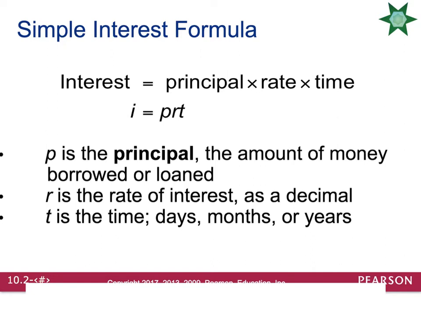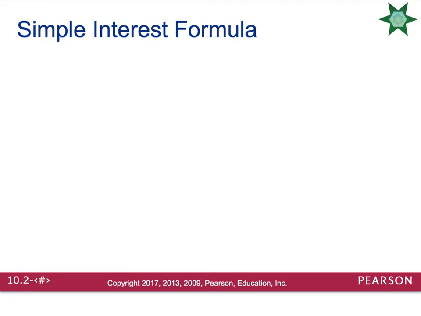The way you can tell is you have to look at the interest rate. If they tell you that it's an annual interest rate, then you want your time to be measured in years. But if they tell you that it's a monthly interest rate, then you'd want your time to be measured in months.